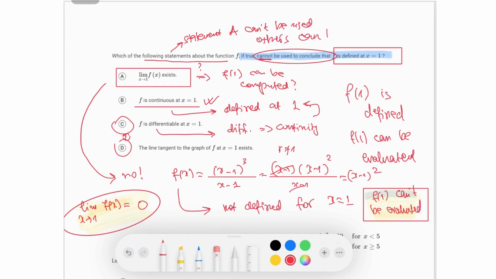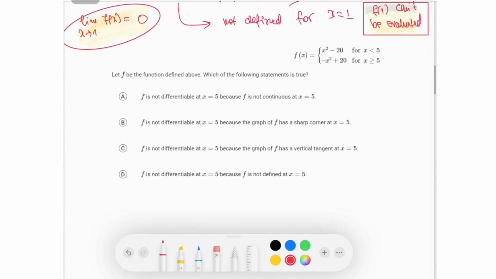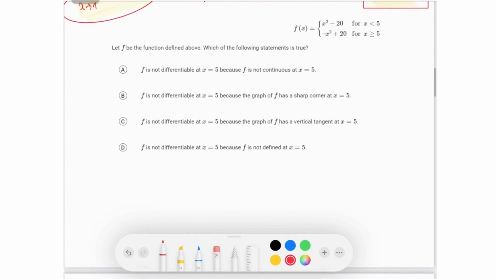Others can be used to find that f is defined at x equals 1. So that's that question. Next question. Let f be the function defined above: x squared minus 20 for x strictly less than 5, and minus x squared plus 20 for x greater than or equal to 5.